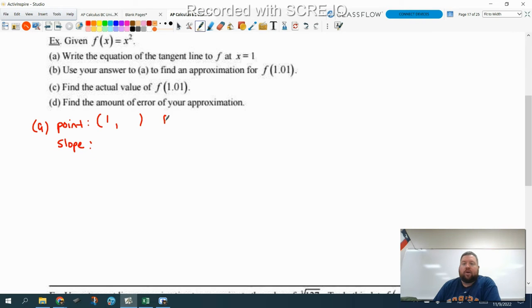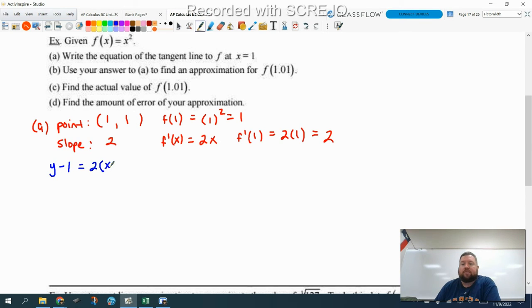So we can get the y coordinate by plugging our number into the function. So the y coordinate's 1. And then we can get the slope by finding the derivative and then plugging our number into the derivative. So our slope is 2. All right, so we get our tangent line equation of y minus 1 is equal to 2 times x minus 1.